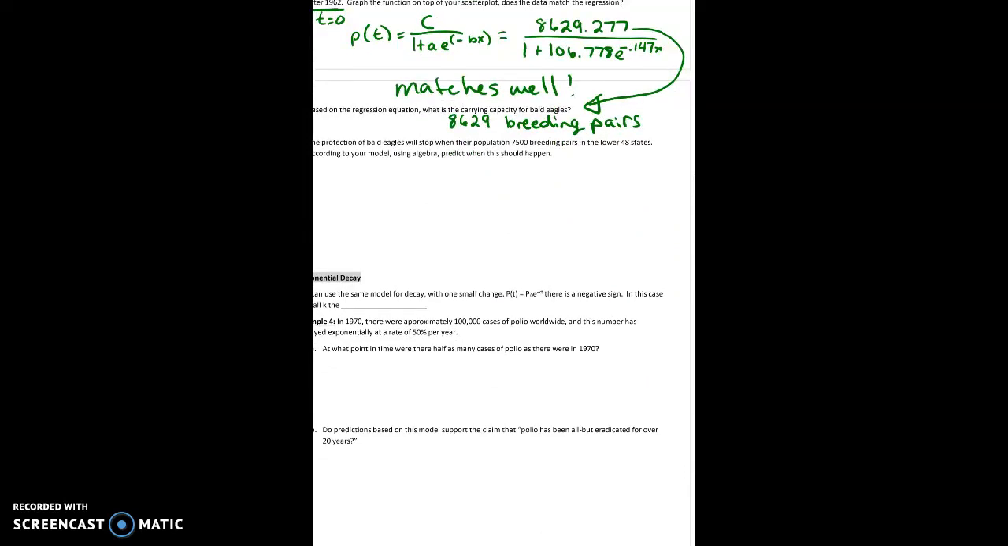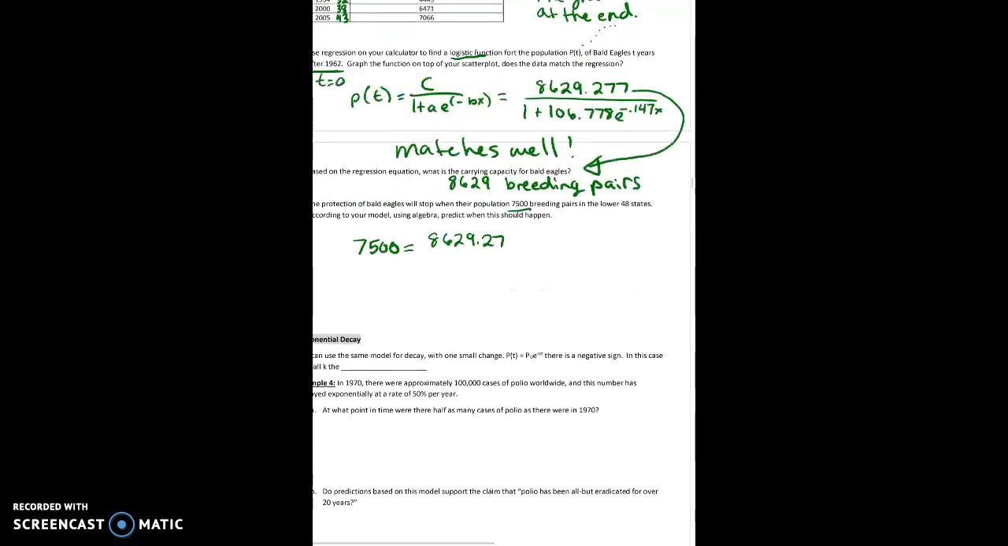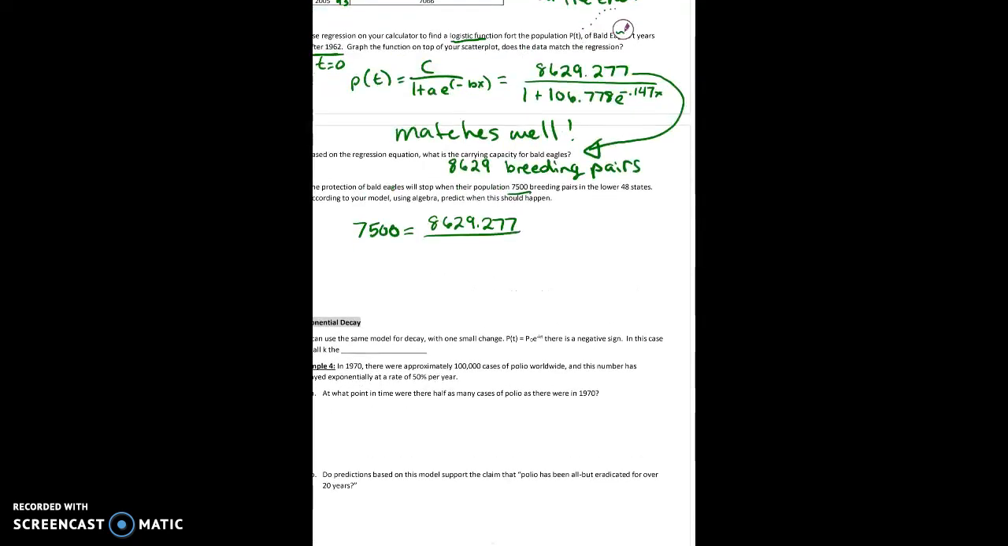It says the protection of bald eagles will stop when there are 7,500 breeding pairs. So according to our model, when should this happen? So 7,500 is equal to our P of T. So we're going to set that equal to this crazy equation. 7 over.